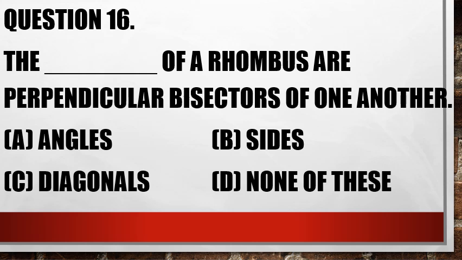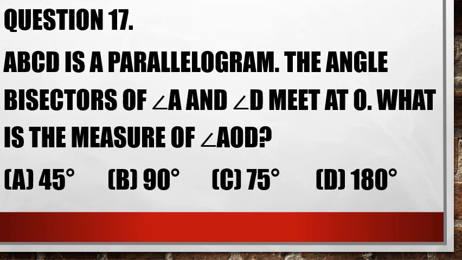The diagonals of a rhombus are perpendicular bisectors of one another. We know it is the property of a rhombus. Next, ABCD is a parallelogram. The angle bisectors of A and D meet at O. What is the measure of angle AOD?